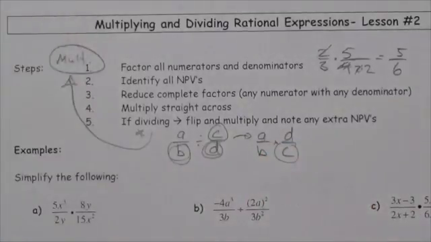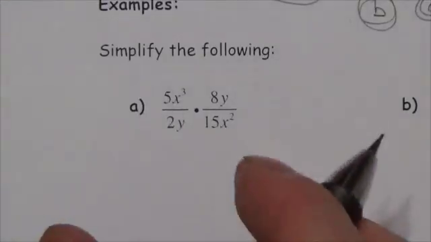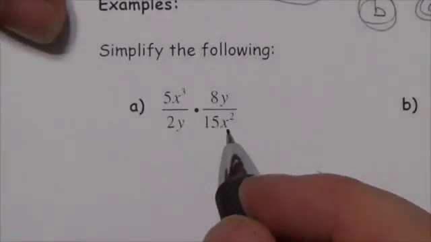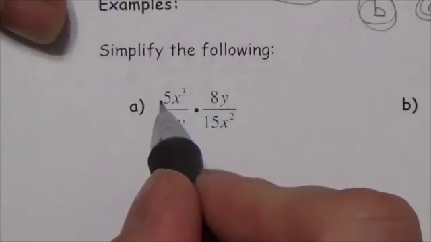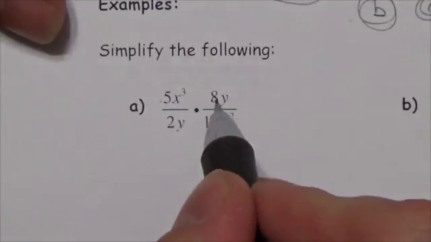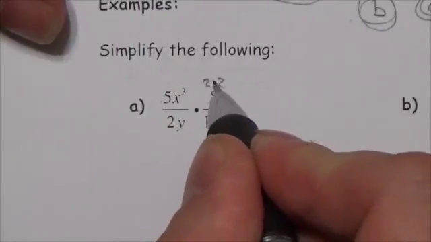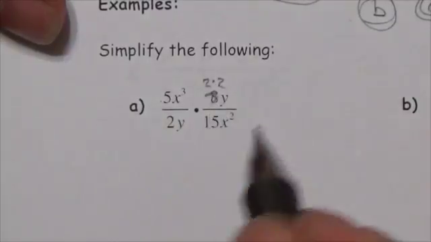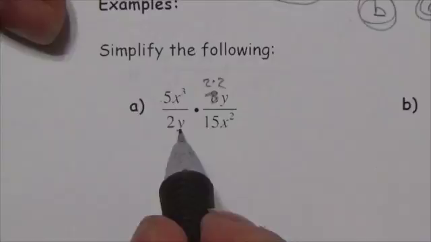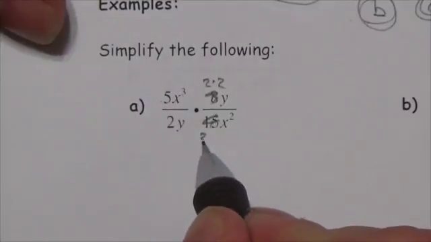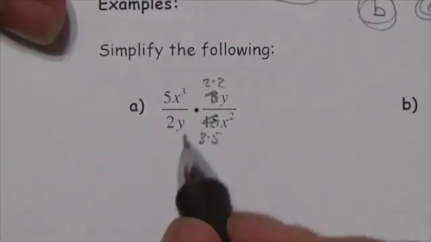Anyway, so let's take a look at some examples. All right, so we're just taking these 2 fractions and multiplying them together here. Now let's take a look at the factors here. We've got 5, 3 x's, 8, and a y here. Now remember, 8 is like 2 times 2. And we've got that extra y there. And then in the denominator, I've got 2 times y, and then we're going to have 15. Now 15 is 3 times 5, and then 2 x's.